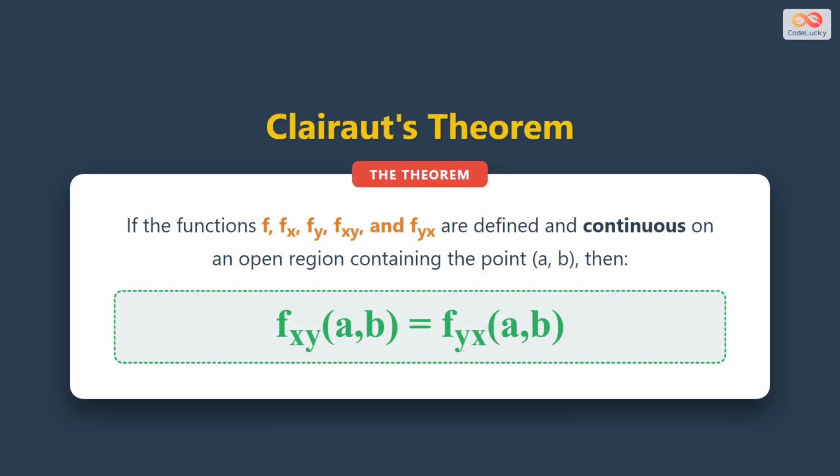The answer is given by Clairaut's theorem. It states that if the function and its partial derivatives are defined and continuous on an open region, then the mixed partial derivatives are indeed equal. Continuity is the key requirement here.